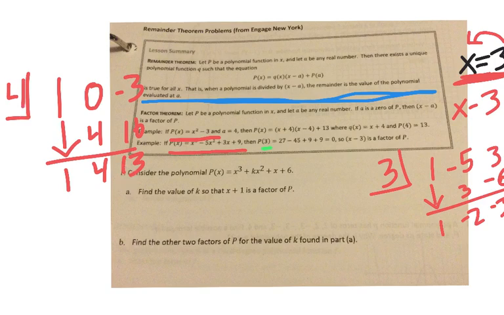But what the remainder theorem says is, not only is 13 the remainder, if you plug 4 into this equation, you will get 13. 4 squared is 16. 16 minus 3 is 13. So that's just kind of a cool thing with the remainder theorem. Whatever the remainder is when you do synthetic division is the same as if I plugged in that value for x. So let me clear the screen here.